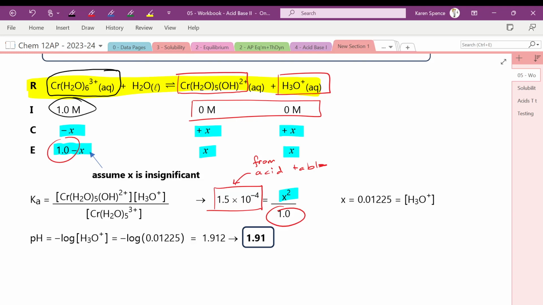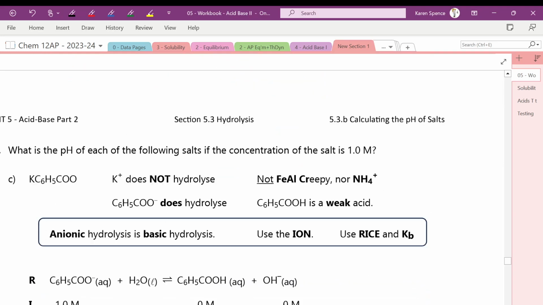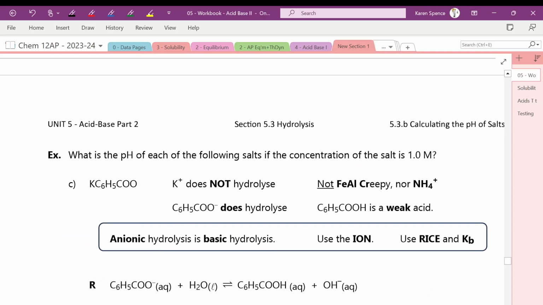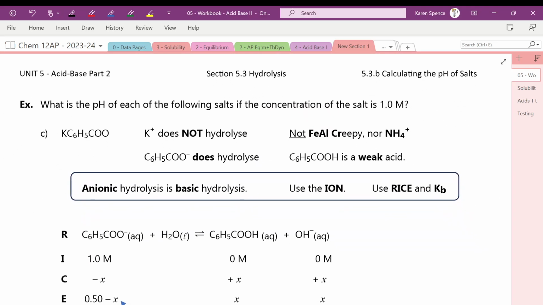Is that good? Okay. What is the pH of this salt if the concentration is 1 molar? KC6H5COO. Does K hydrolyze? No, K does not hydrolyze. Does C6H5COO hydrolyze? Yes, that is the benzoate anion.